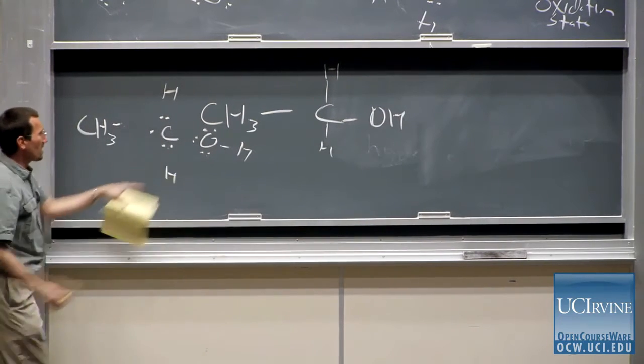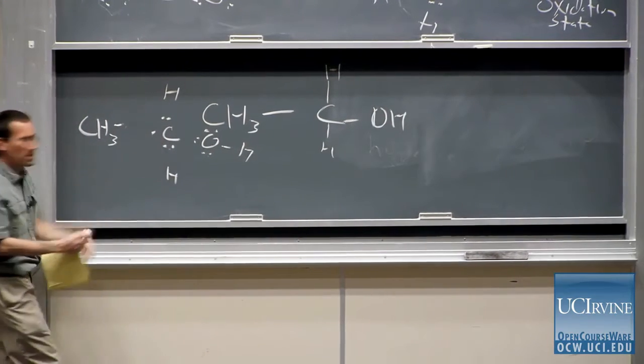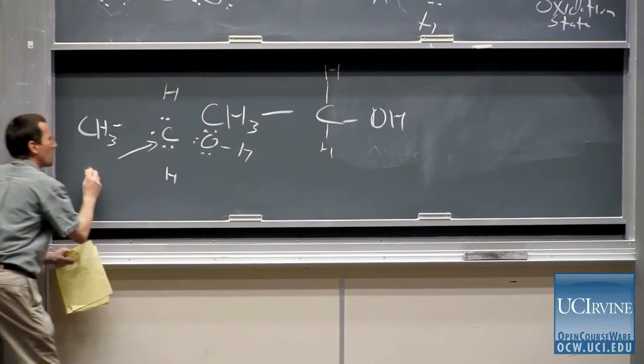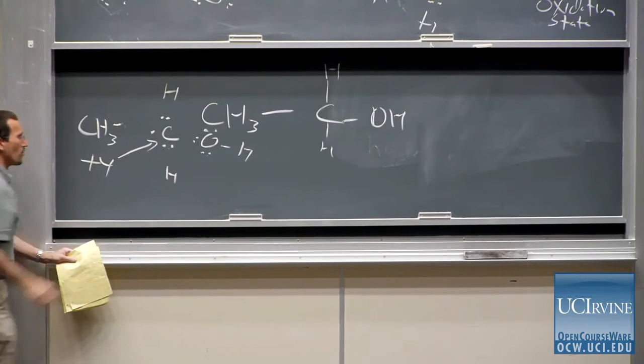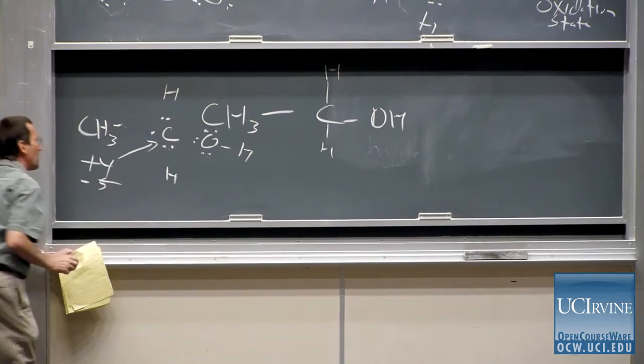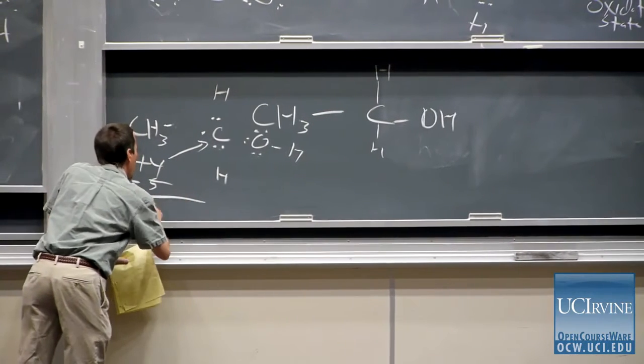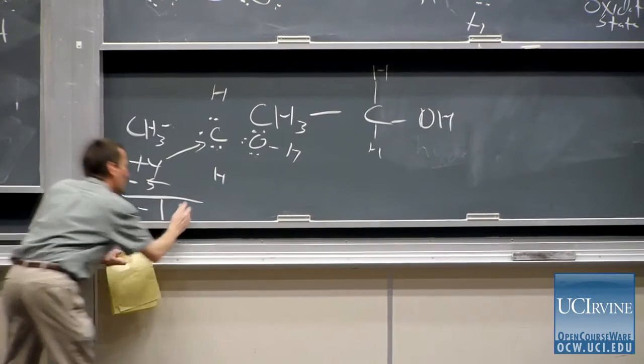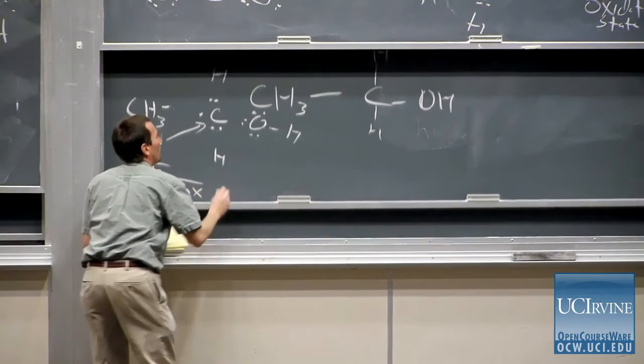And so for ethanol, this is our primary alcohol. Our carbon brings 4 nuclear charges. We take away 5 electrons, and we're at -1 oxidation state.